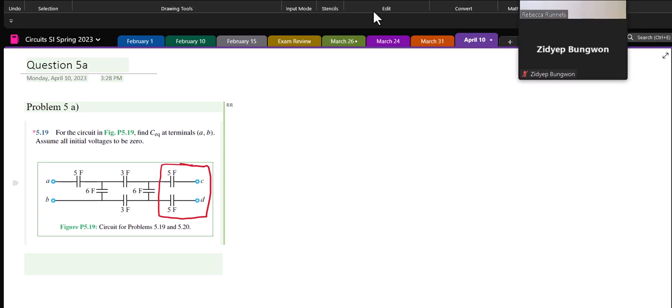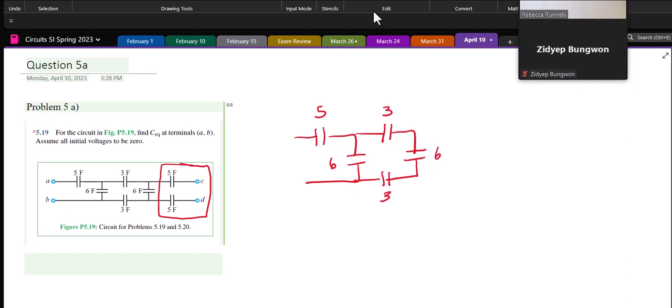Those are open. So we are going to find the capacitance of these. And similarly, if we were looking for the equivalent capacitance at terminal CD, we would ignore that 5 farad capacitor.